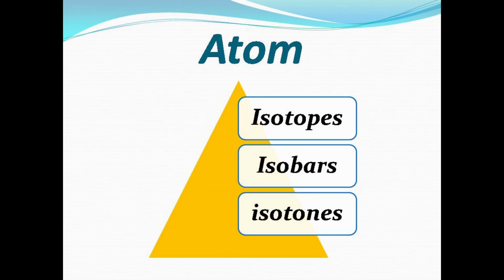Moving to the isobars. Isobars are the atoms of different elements. If they are of different elements, their atomic number can never be the same. So the atomic number is different but their mass number is the same. They are called isobars. Moving to the isotones. Isotones are the atoms of different elements having the same number of neutrons, meaning they do not have the same atomic number, they do not have the same mass number, but they have the same number of neutrons.